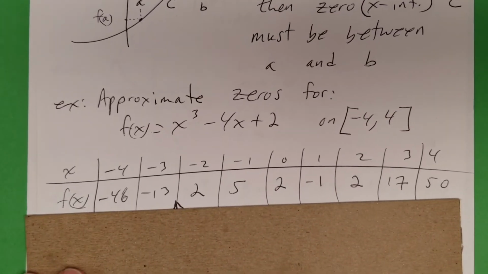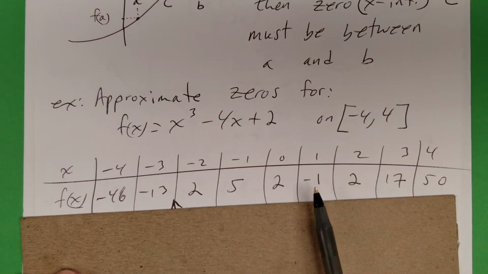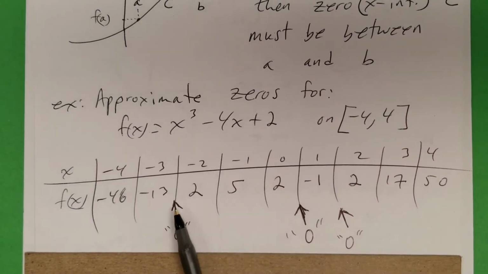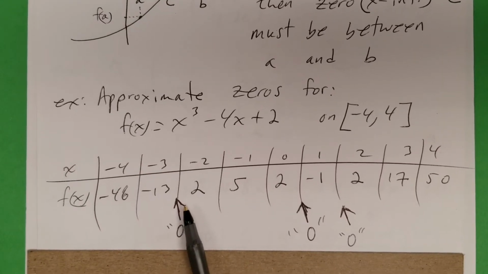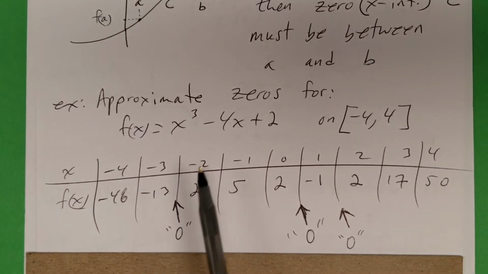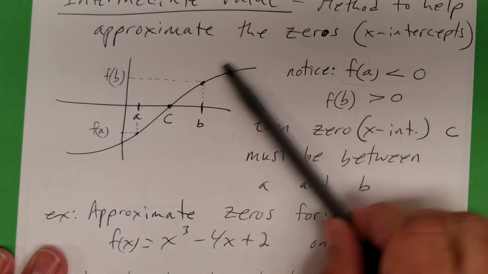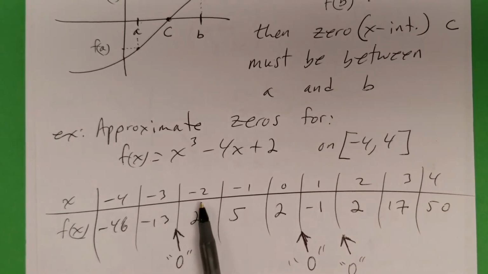Now look at your answers. Negative, negative, positive, positive, positive, negative, positive, positive, positive. So right here, there is an x-intercept between -3 and -2. How do you know, Mr. C? Because this one gave me a negative, this one gave me a positive. So I must have crossed the x-axis for that to happen. So I know between -3 and -2, there's an x-intercept.